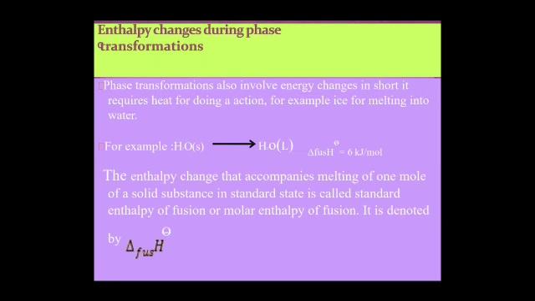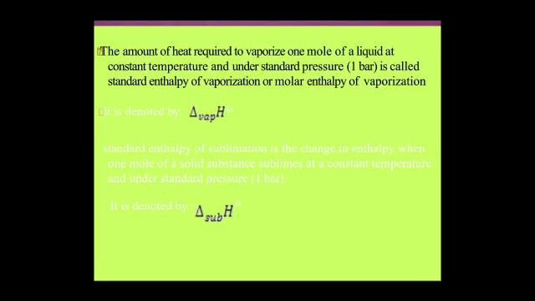Phase transformation also involves energy change. In short, it requires heat for the action, for example, ice melting into water. The enthalpy change that accompanies melting of 1 mole of a solid substance in standard state is called standard enthalpy of fusion or molar enthalpy of fusion. It is denoted by delta fusion H. The amount of heat required for vaporization is called the enthalpy of vaporization, meaning if we want to vaporize 1 mole of water into 1 mole of steam.